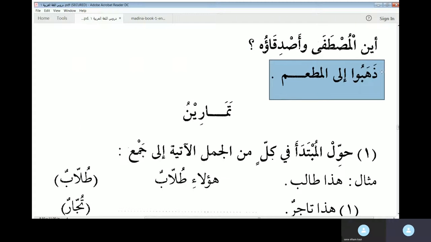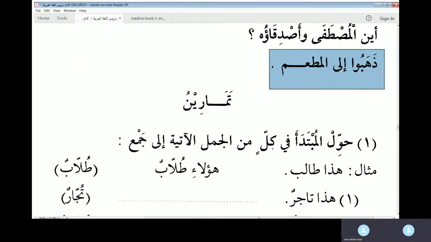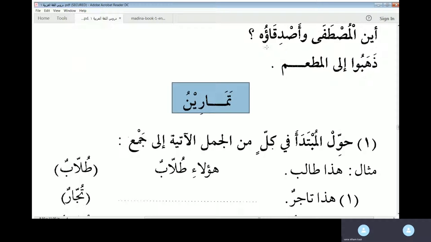Next. They all went to the restaurant. For a restaurant, the single and plural are the same, right? No, you will learn. There's a plural of matam also. They all went to the restaurant. Because they all went to one restaurant, that's why we are using the singular word here.